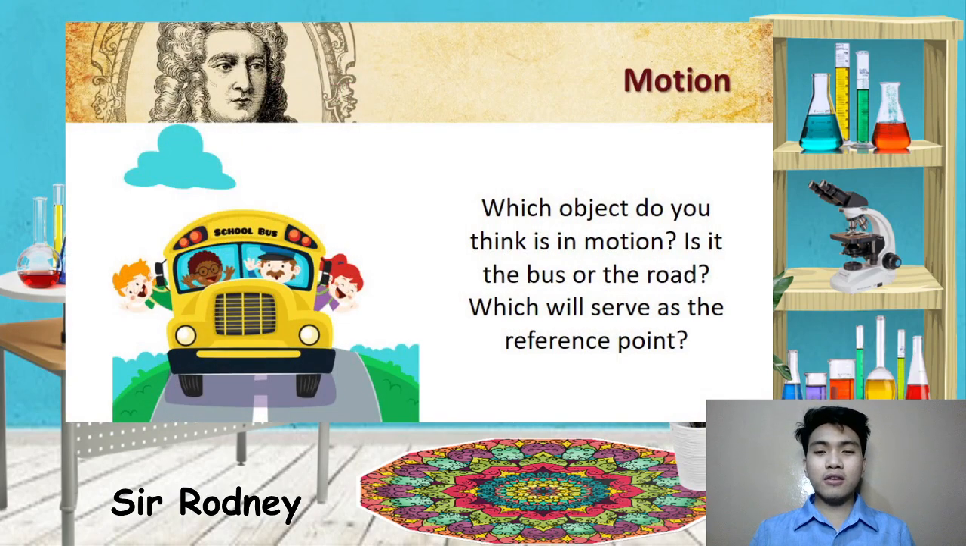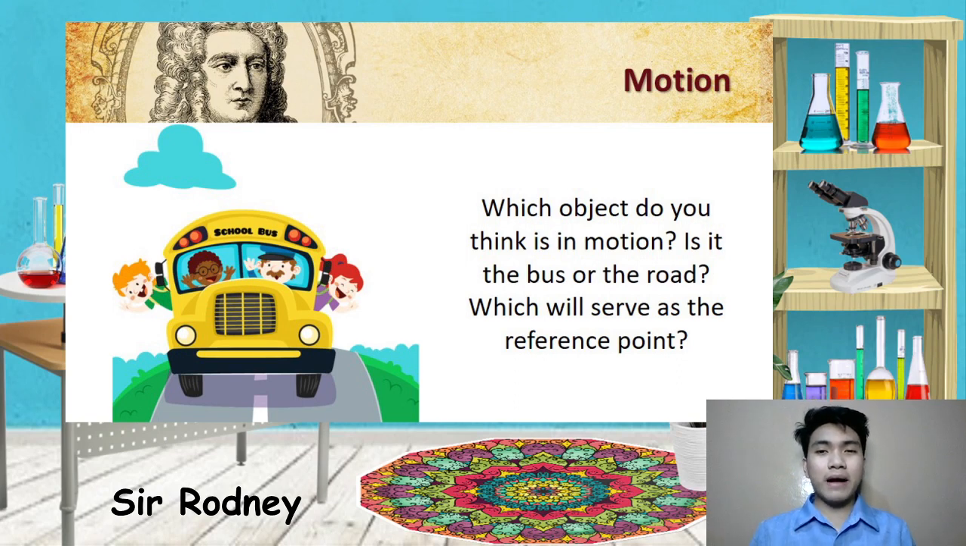Which object do you think is in motion? Is it the bus or the road? Which will serve as a reference point? In this image, we can infer that the bus is in motion with respect to the road. The bus is moving while the road stays still. Therefore, the bus is the object in motion while the road is our reference point.